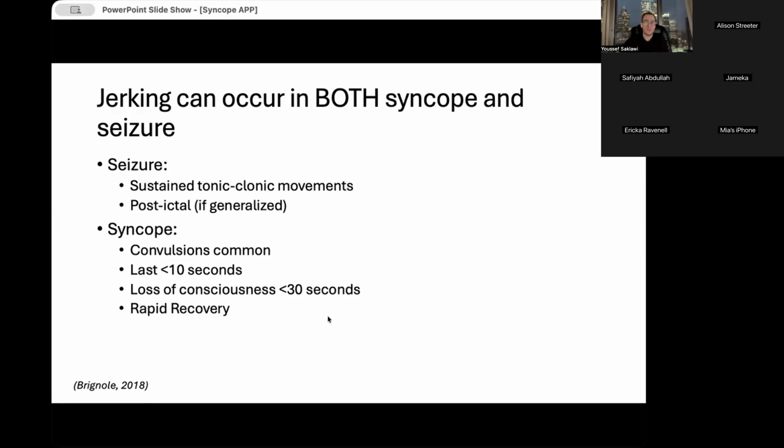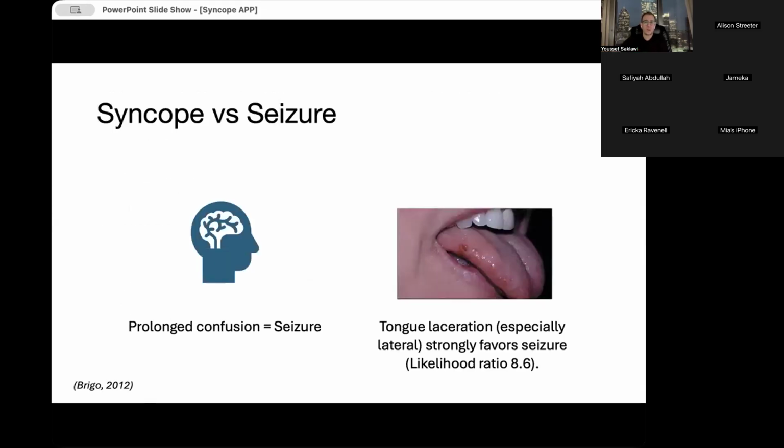You commonly have shaking movements that usually last less than 10 seconds. You usually are not altered after you lose consciousness for a brief amount of time, and you have a rapid recovery. How else can I differentiate? Prolonged confusion is usually more common with a seizure, and the best clue that this is a seizure is a tongue laceration.